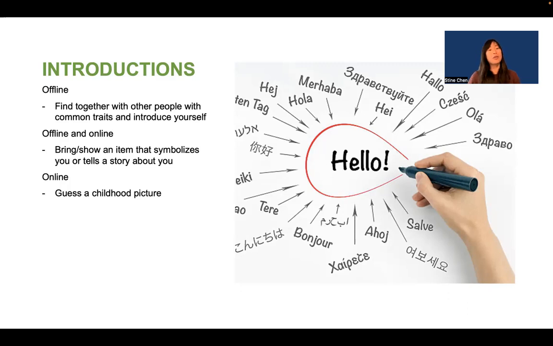An idea for an exercise to introduce when you're face-to-face is to ask the participants to walk around in the room and find another person who has a common trait.